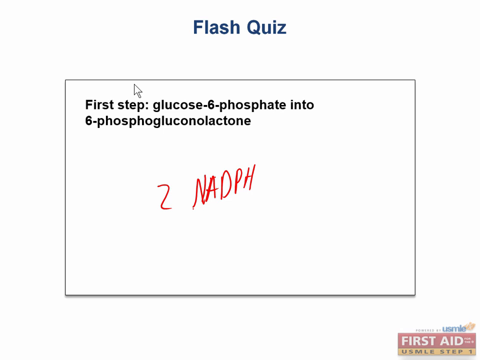However, the first step is going to be glucose 6-phosphate. We're going to get an NADPH produced.